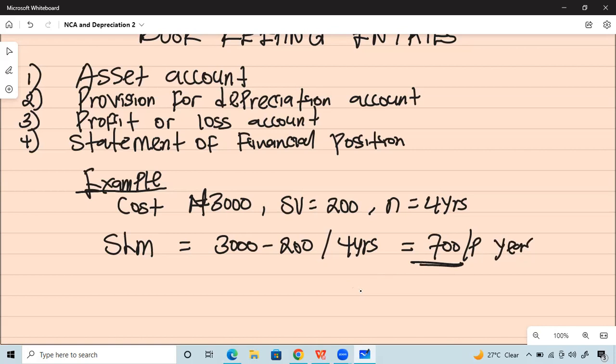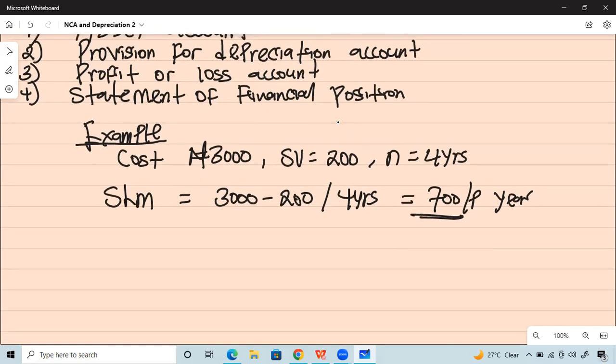Now that you have calculated this depreciation charge, what are the relevant ledgers that you need to open once it comes to the bookkeeping entry? They are just four: the asset account, the provision for depreciation account, the statement of profit or loss, and the statement of financial position. These are the ledgers that you need to open. For this particular question, since we have calculated the depreciation already, the next thing is to open the asset account. Let's say it is the motor car account.